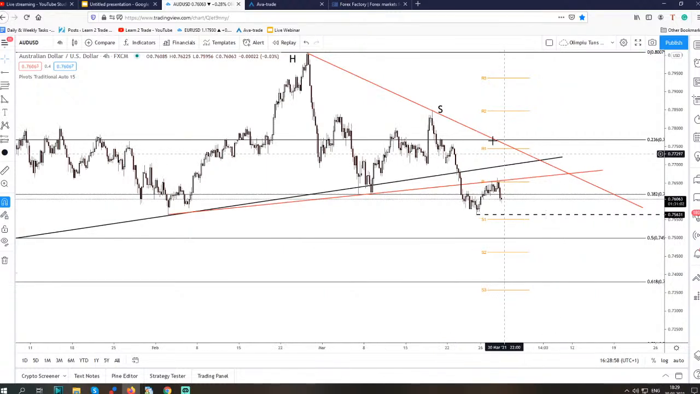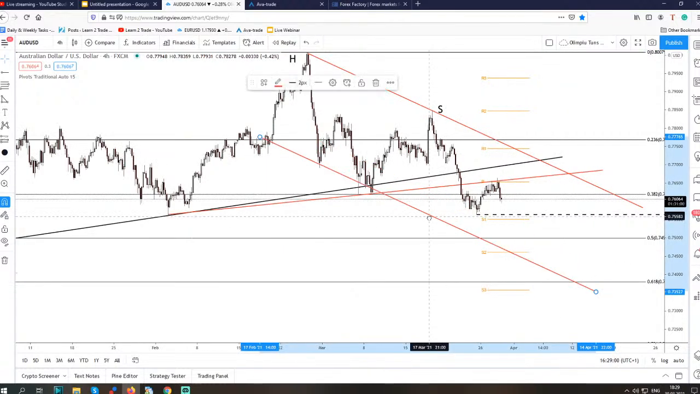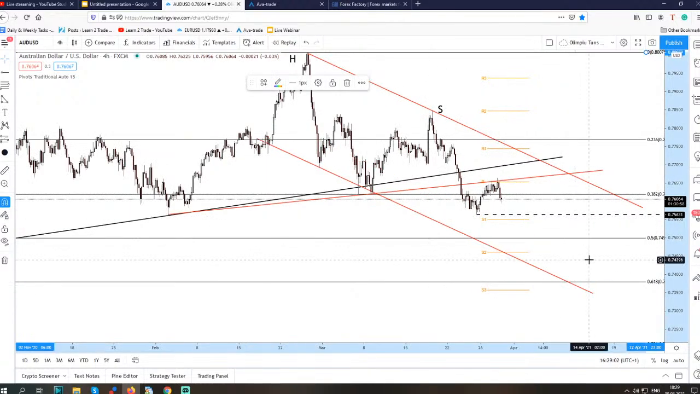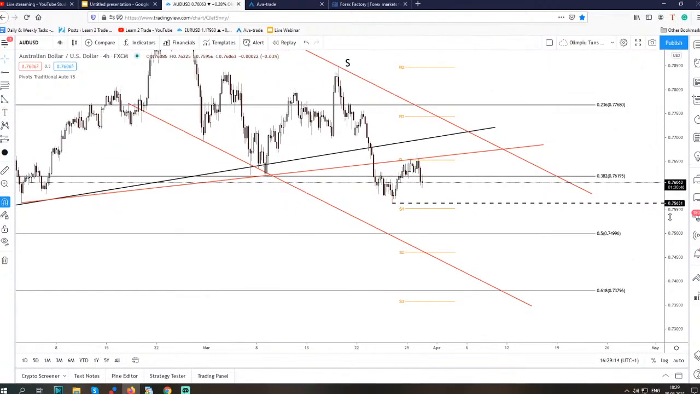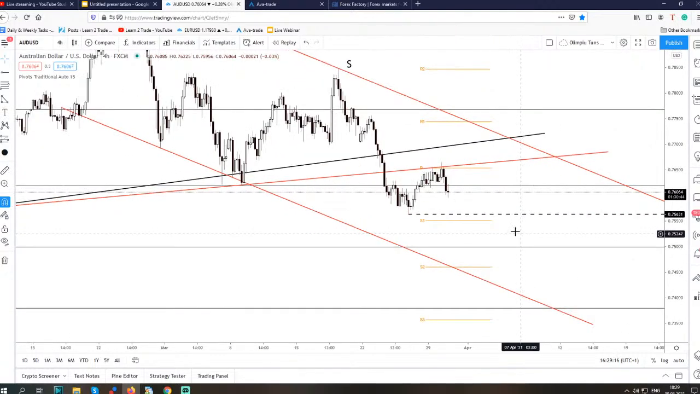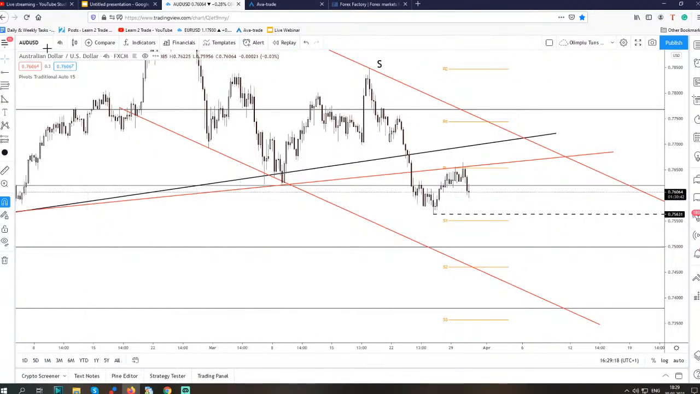Okay, we could also draw here a down channel. So as long as the price will continue to be traded right under this downtrend line, the bias could be bearish and we could still search for short opportunities.